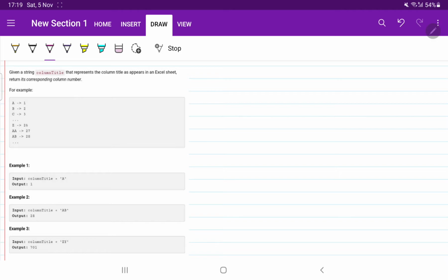This is a LeetCode challenge. The question number is 171 on LeetCode. The question is Excel Sheet Column Number.